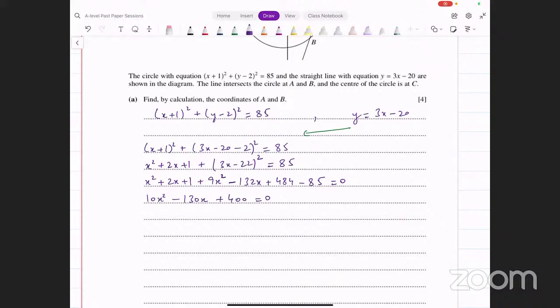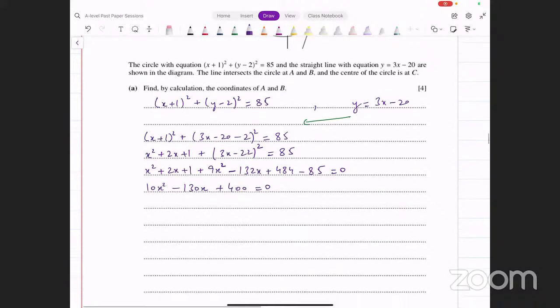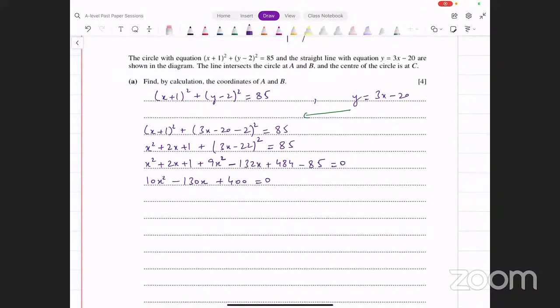Now we can simplify this equation. 10 से divide कर दें. We have x squared minus 13x plus 40 equals 0. ठीक है? It's a quadratic equation. कैसे solve करें? It's paper 1. It's absolutely necessary that you show complete working for this. तो आप क्या करोगे? आप या तो factorize कर लो या quadratic formula के अंदर values input कर दो.